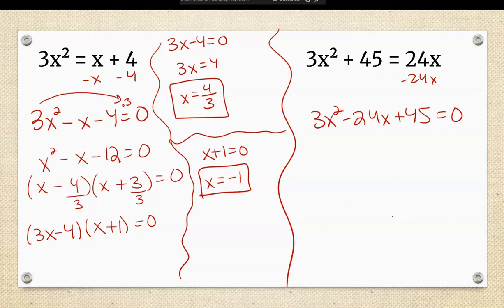This one does have a GCF. What is it? We're going to divide each piece by 3. So that's my new quadratic. X squared what? There you go.